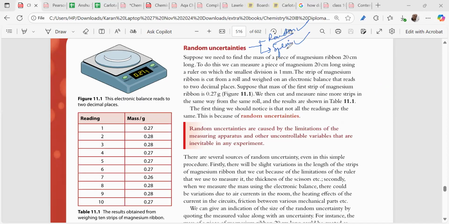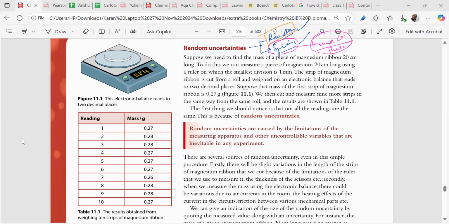What do we mean by random uncertainty and systematic uncertainty? Random uncertainty is an uncertainty which is due to the limitations of the measuring apparatus, which is beyond our control, or due to other uncontrollable variables. Systematic uncertainty is due to human error, or it is due to a faulty experimental setup. I'll be coming to both of them one by one.